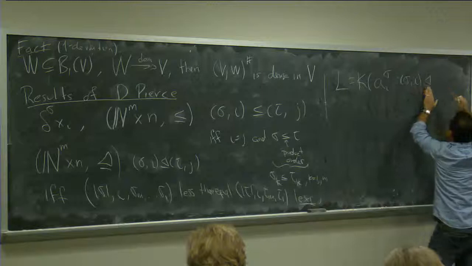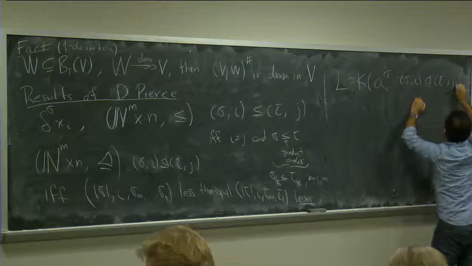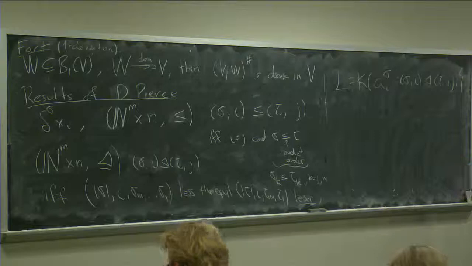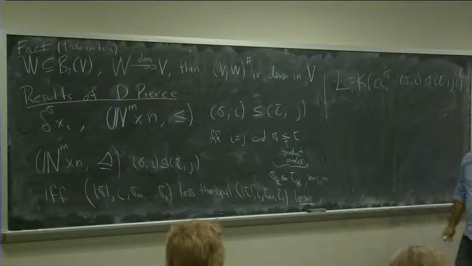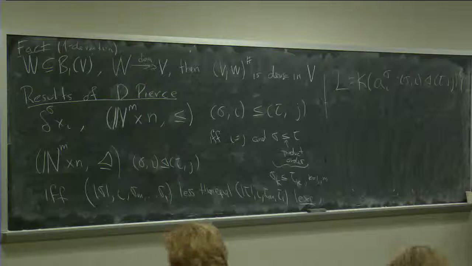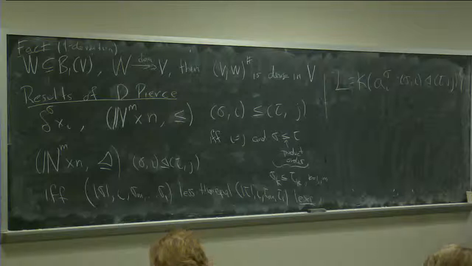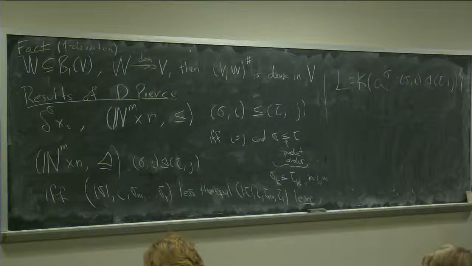Basically, I'm fixing tau and j, and I'm taking some field generated by this very long tuple. Tau and j are given, they are fixed. So this is just a field extension, that's all it is. I have this large tuple a_{i,sigma}, and L is the field generated by this tuple over K.